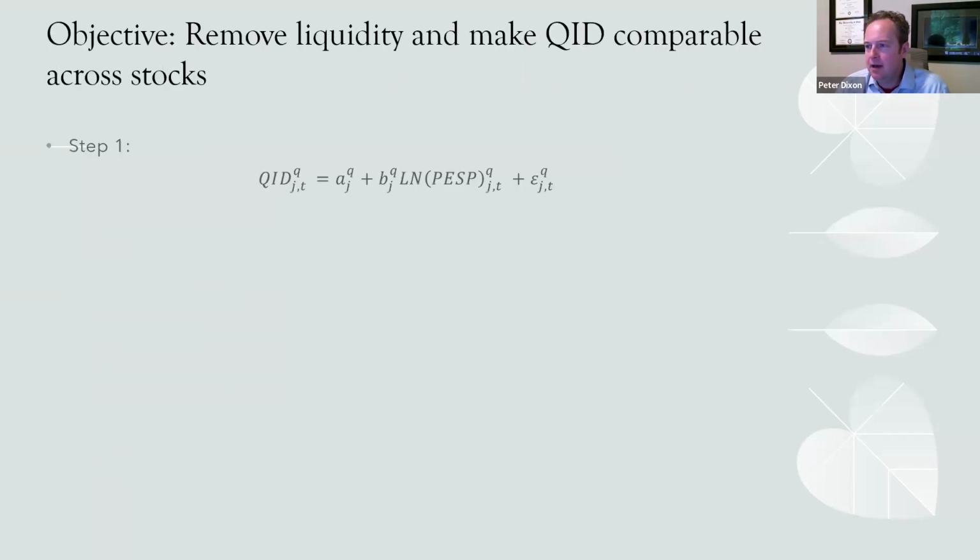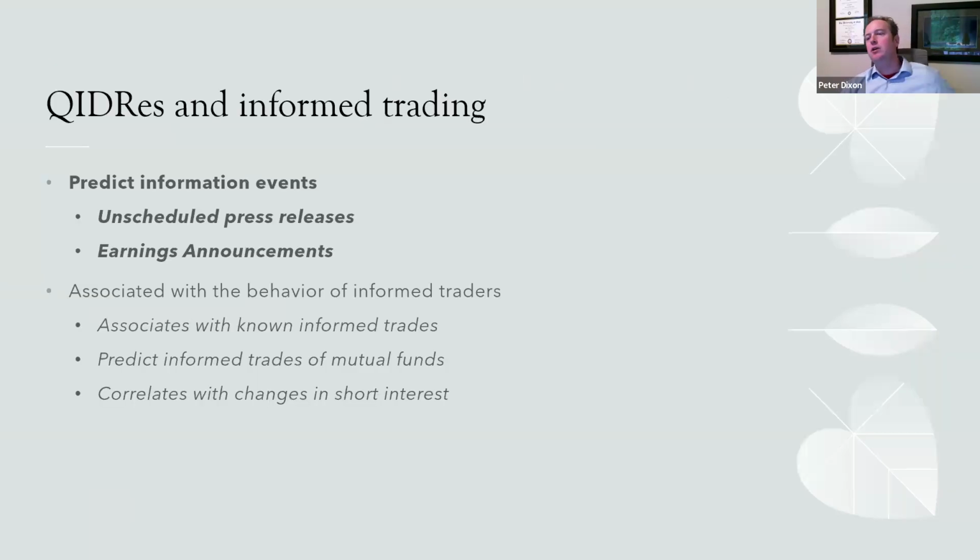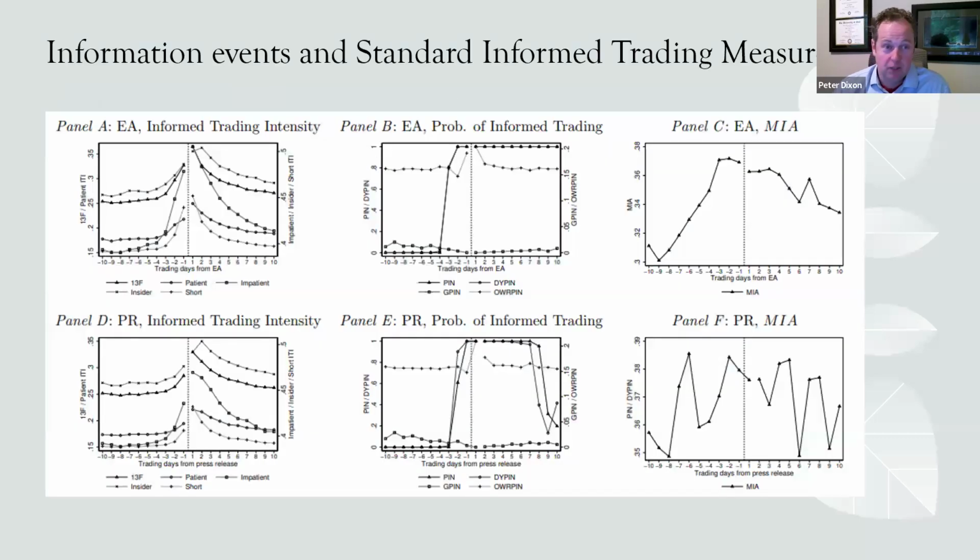All right, let's go back to where we were. Okay, so now we're going to look at QUID as a measure of informed trading. The first thing we're going to do is look at how QUID predicts information events. We're going to focus on unscheduled press releases and earnings announcements, two periods that are known to be associated with informed trading. And we're going to compare QUID to these standard measures of informed trading, ITI, PIN, and the MIA-based measures.